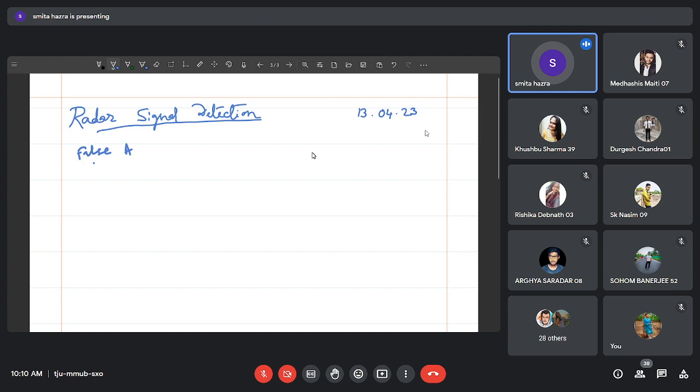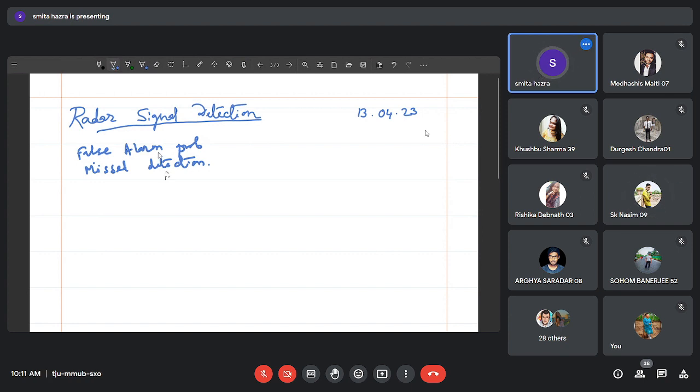False alarm probability and missed detection. These two are simultaneous events. Why are these two simultaneous events?